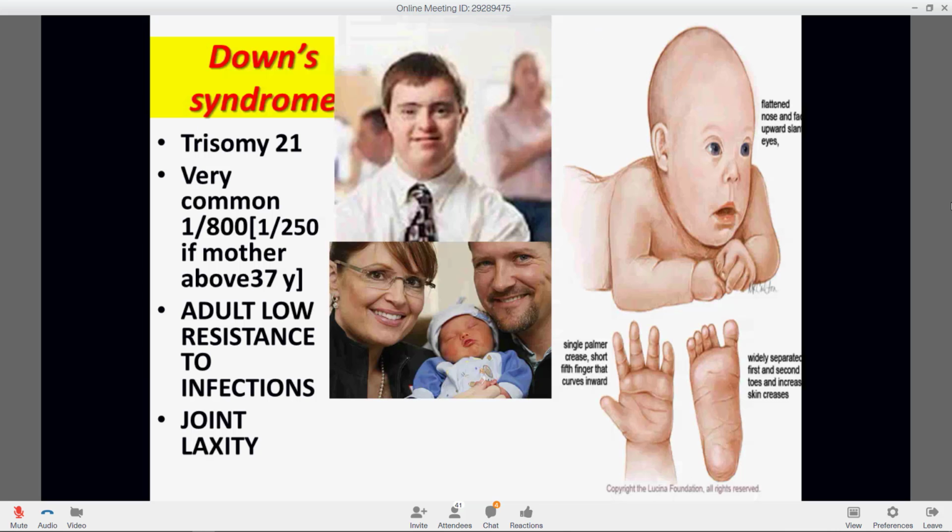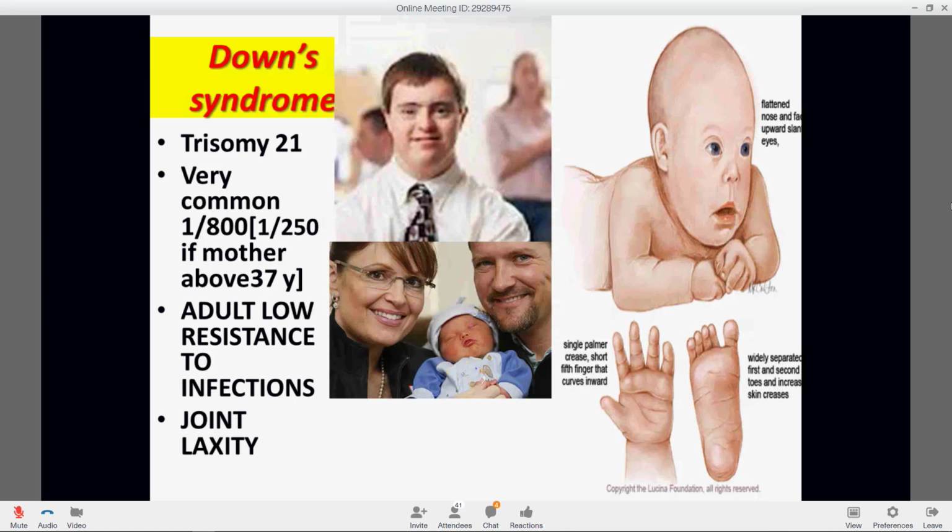Down syndrome. This condition results from having an extra copy of chromosome 21. It is much more common than any other skeletal dysplasia, with an overall incidence of 1 in 800 births, and 1 in 250 if the mother is over 37 years of age. Affected infants can be recognized at birth.